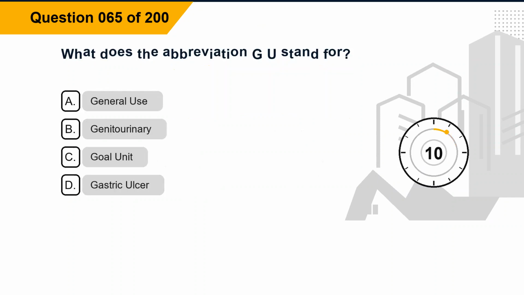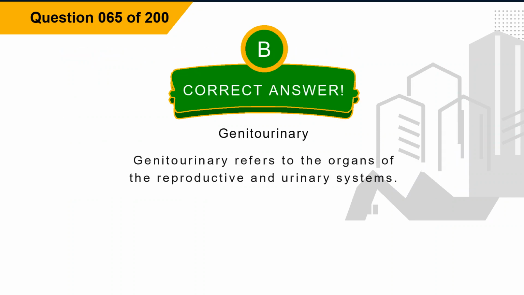Question 65. What does the abbreviation GU stand for? Option A, general use. Option B, genitourinary. Option C, goal unit. Option D, gastric ulcer. The correct answer is option B, genitourinary. Explanation. Genitourinary refers to the organs of the reproductive and urinary systems.